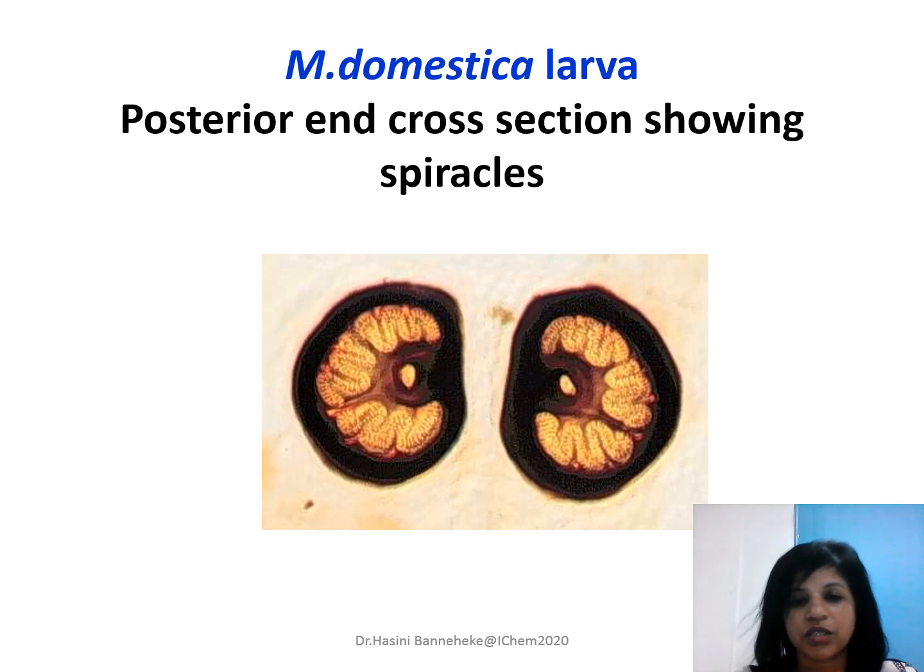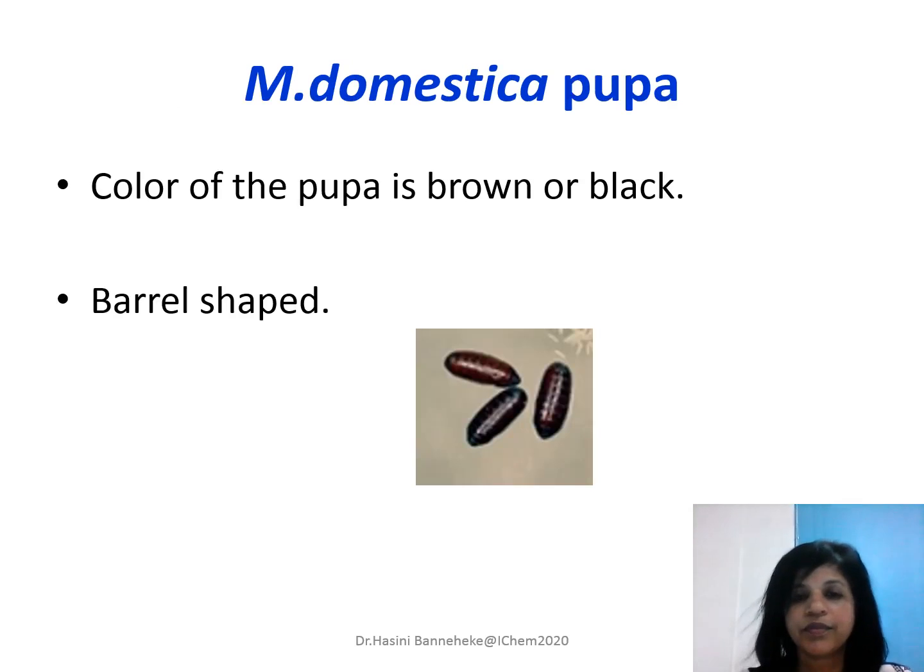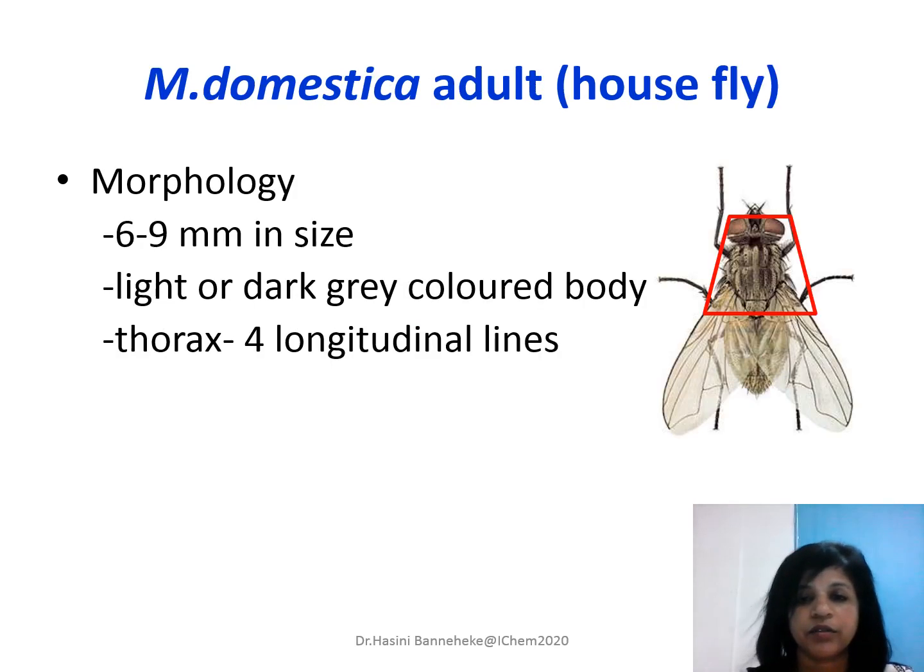Now, this is the cross section of the spiracles. This is how it is seen. These are important for respiration. These are respiratory related structures. Now these larvae grow into pupa, and generally they are brown or blackish in color and barrel shape. And through the pupa, the adult emerges.